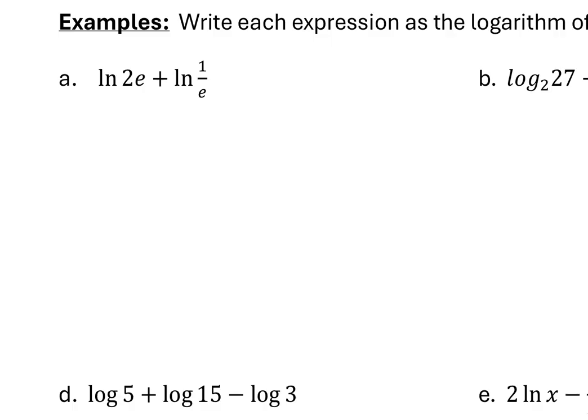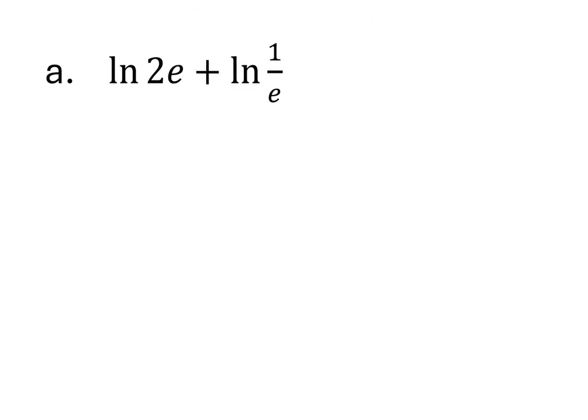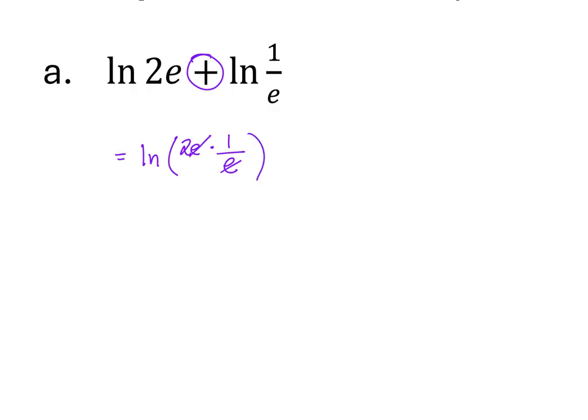All right, so the first one that we have is natural log of 2e plus natural log of 1 over e. And so when we combine this, let's see what happens. Addition turns into multiplication. And so what we get is natural log of 2e times 1 over e. We can simplify this. We can cancel our e's, and what we're left with is natural log of 2. And we're done.